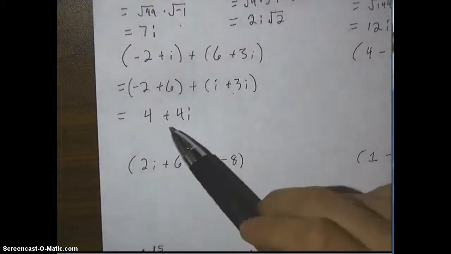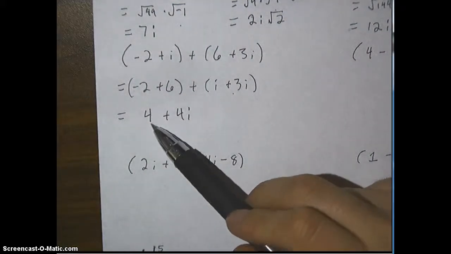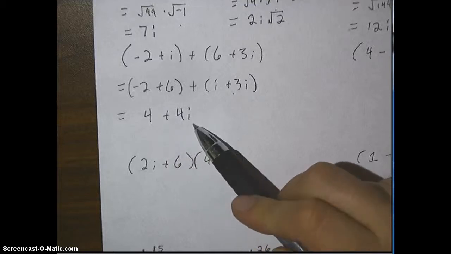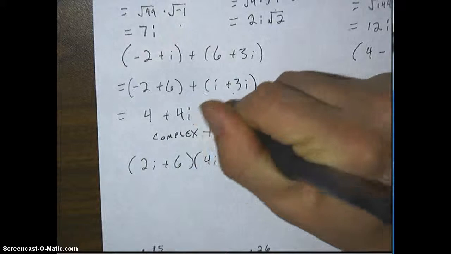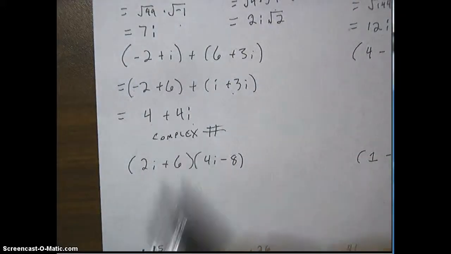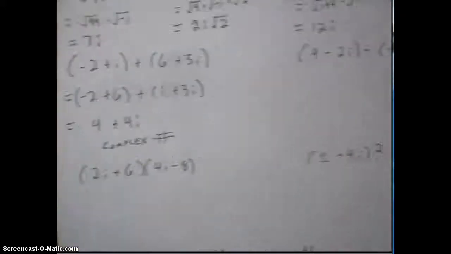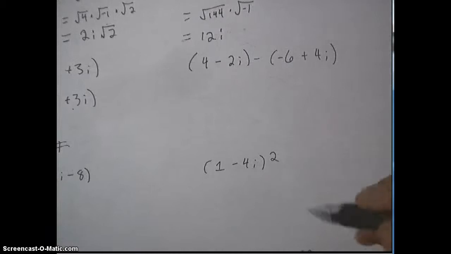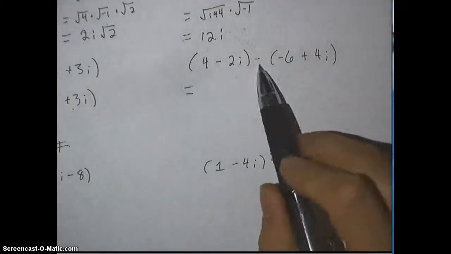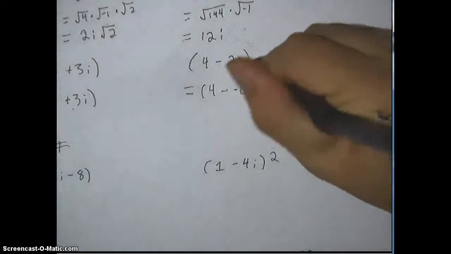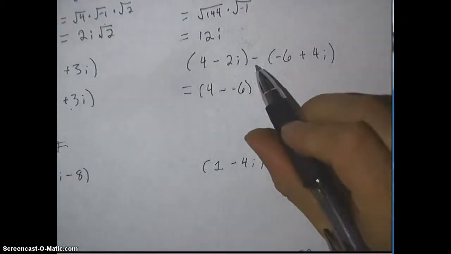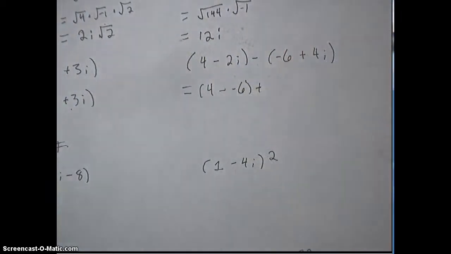Now, when you've got a number that has a real component and an imaginary component, these are called complex numbers because it has a real number and an imaginary number. Over here with subtraction, it's the same thing. We're still going to combine like terms. So we've got 4 minus a -6. And since I'm going to distribute the minus sign, I'm just going to change this to plus right here.